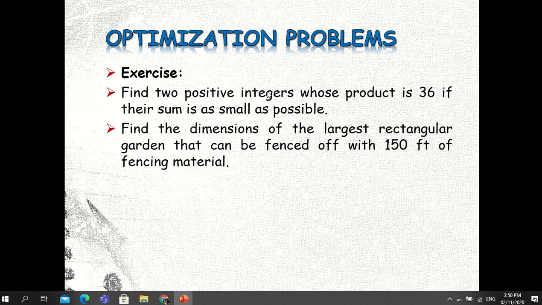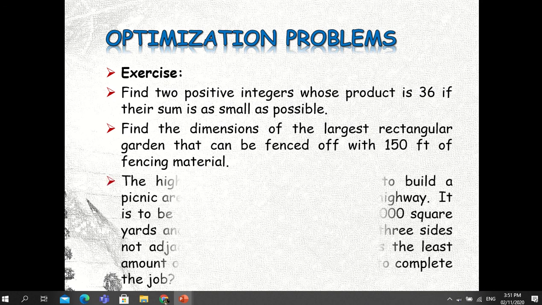For example, we have here, find the two positive integers whose product is 36 if their sum is as small as possible. Same thing, you look for the first positive integer, then the second integer, then you express your sum. How will you express your sum? Then take the derivative and set that derivative equal to 0, and you will get the answer. Another problem here, you're also asked to solve for the dimension of the largest. So the words largest, small, least give us a signal that we are now solving optimization problems.